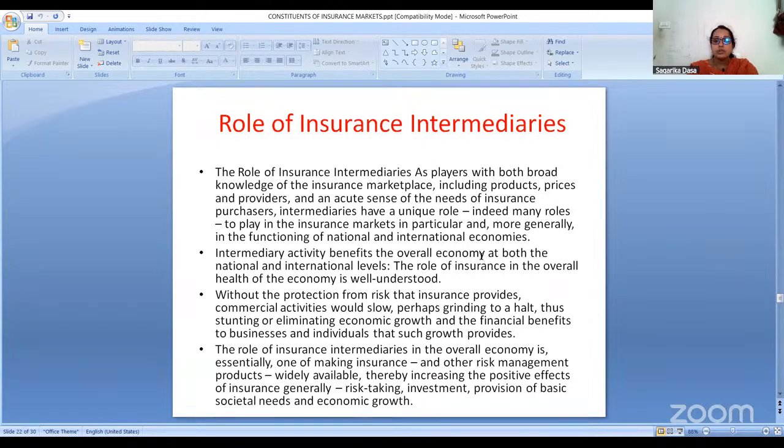Intermediary activity benefits the overall economy at both national and international levels. At the international level and at the national level, it is very important to have an insurance intermediary. Without the protection from the risk that insurance provides, commercial activities would slow, perhaps grinding to a halt, thus eliminating economic growth and the financial benefit to businesses and individuals which such growth provides. Because of these insurance intermediaries, we are able to protect our life as an individual. When it comes to business, they are protecting against the risks which they face in day-to-day life. Hence, this way, they are eliminating the risk and increasing the growth and financial benefits to individuals with the help of these intermediaries.